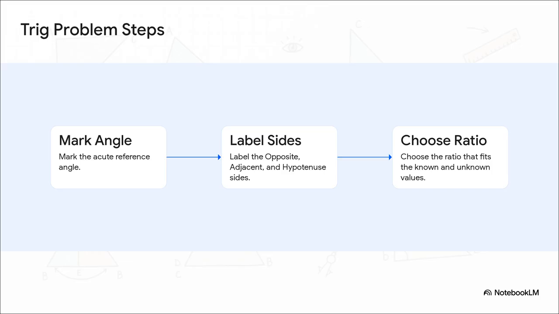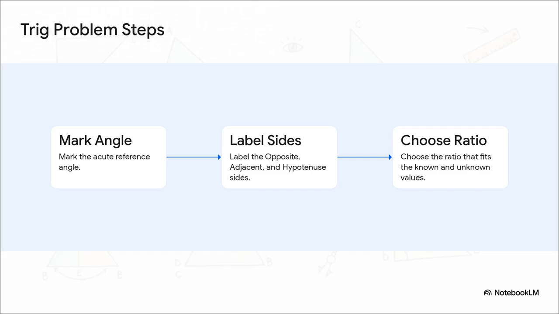Let's move to our next concept and see how this builds into solving actual, real-world math problems. Think about calculating the height of a flagpole using indirect measurement. To pull this off without getting completely lost in the weeds, we always follow 3 essential steps. Step 1. Mark your acute reference angle.